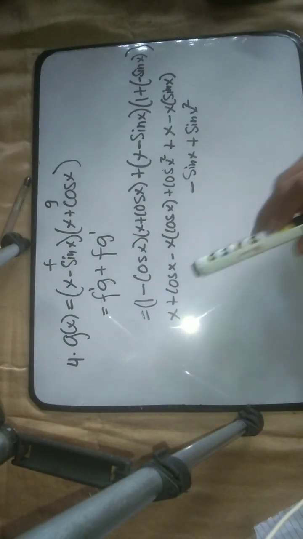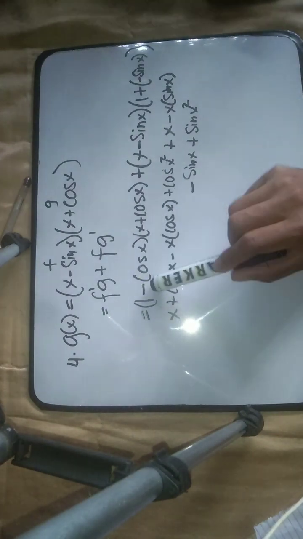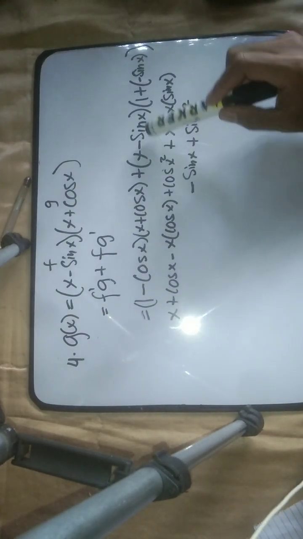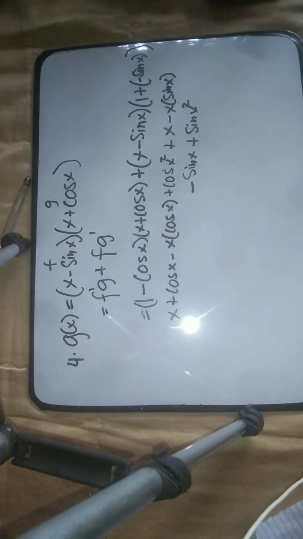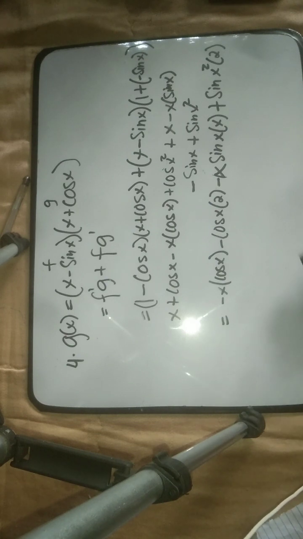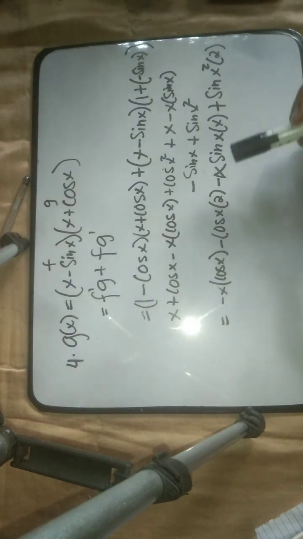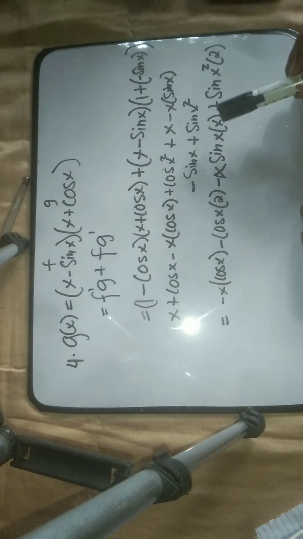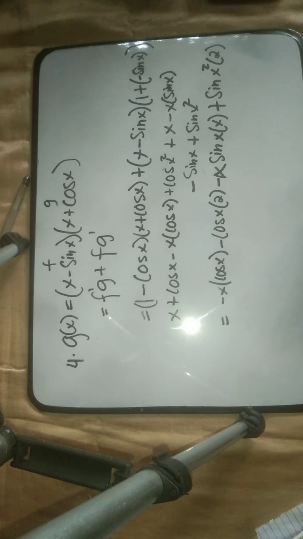So by using the FOIL method, multiply this expression, then add. If we simplify the expression, we'll get negative x times cosine x minus cosine x times 2 minus x sin x minus sin x times x plus sin x squared times 2.